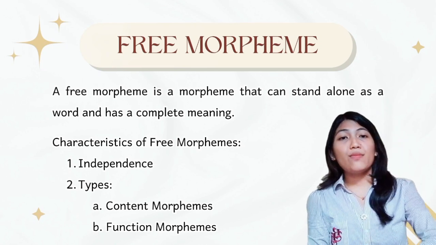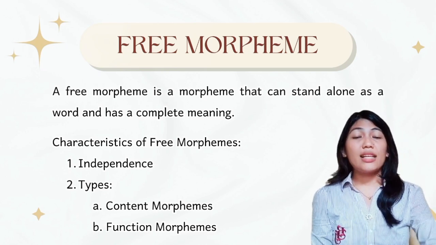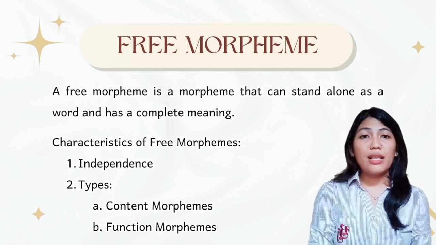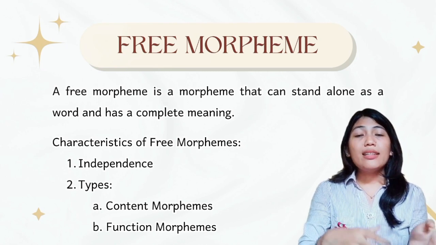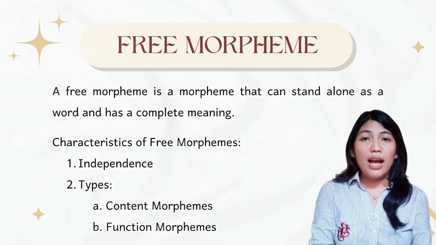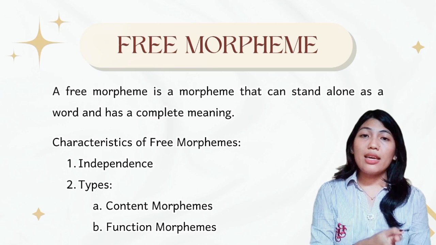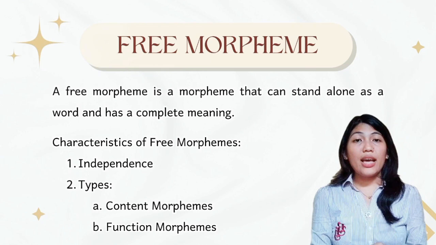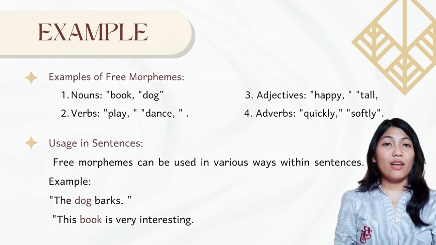Content morphemes convey the main meaning in a sentence and often include nouns, example dog; verbs, example eat, sing; adjectives, example happy; adverbs, example quickly, silently. And the second is function morphemes. These morphemes serve grammatical purposes and include articles, example the, a; prepositions, example in, on; conjunctions, example and, but, or.